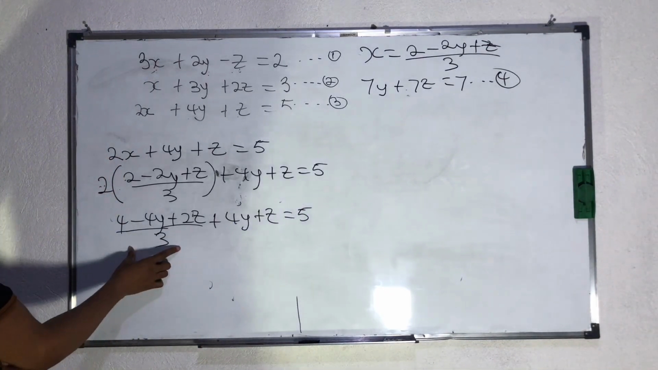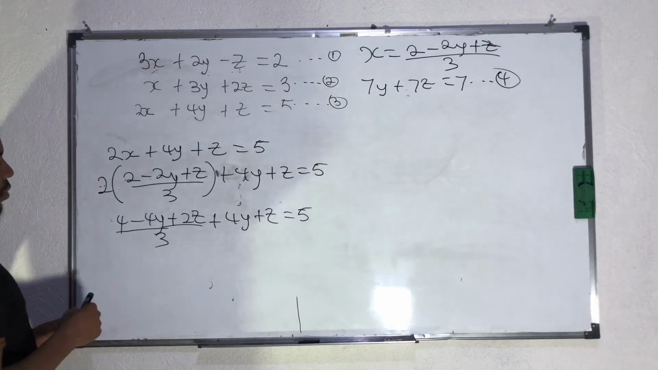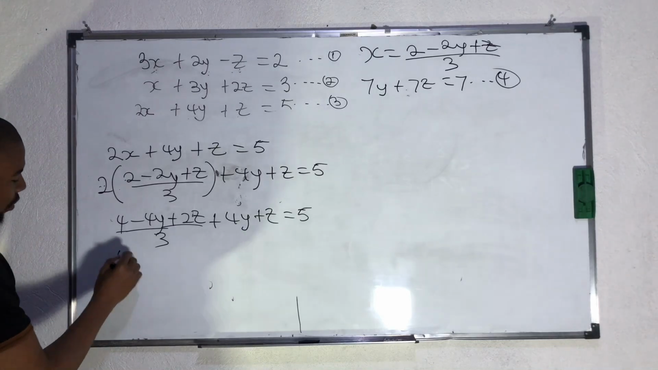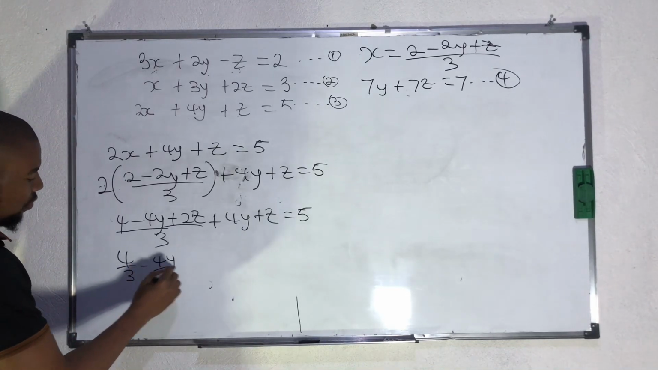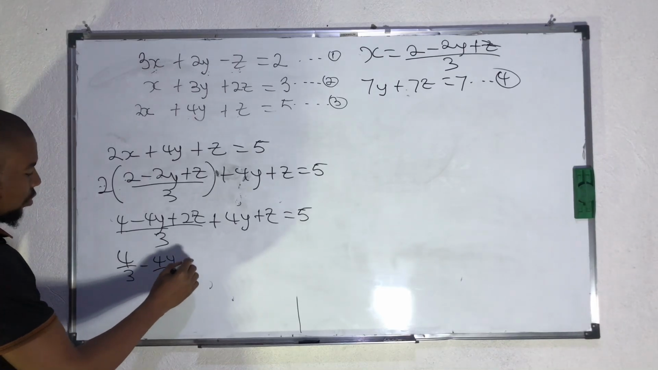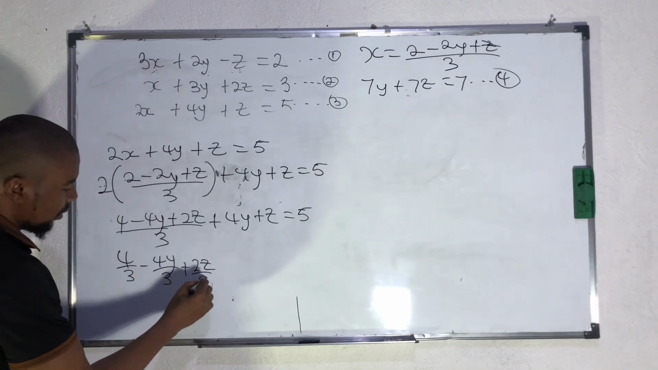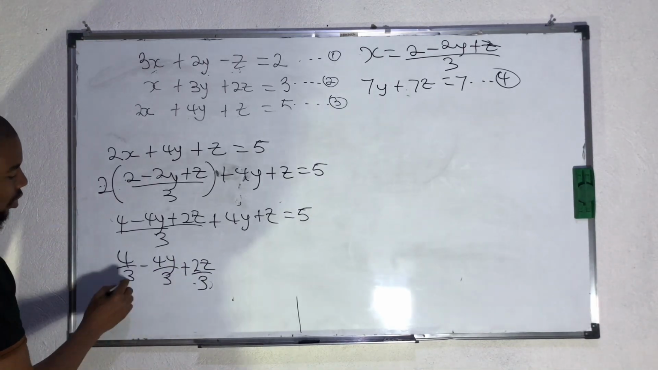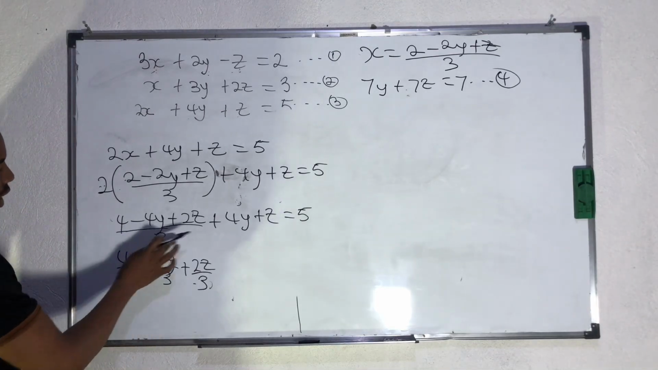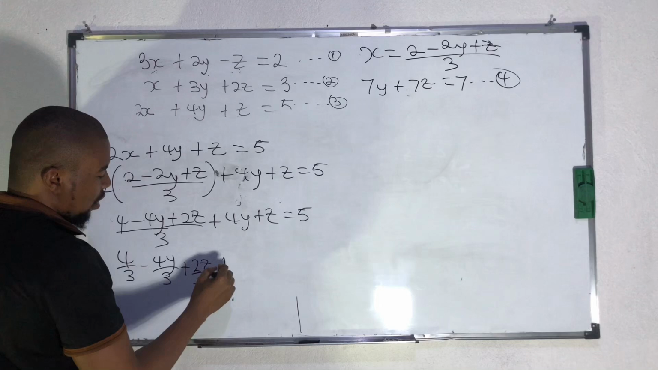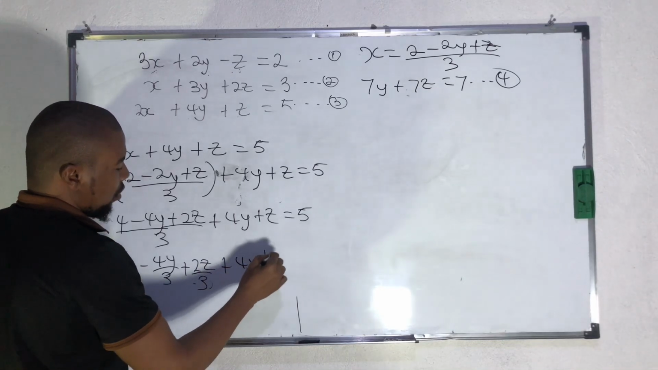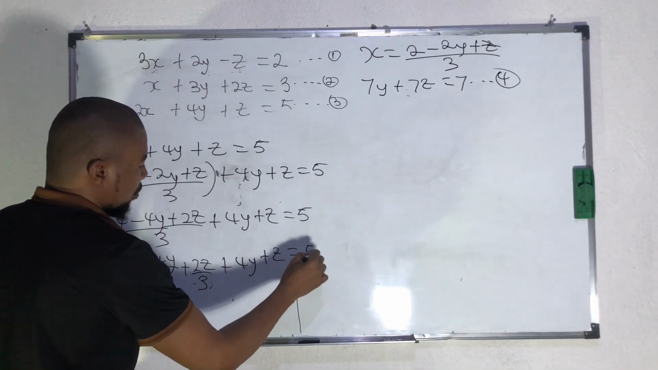Now, they have a common denominator, therefore let me split them up. Here we have 4 over 3 minus 4y over 3 plus 2z over 3. They have a common denominator and can be added back to have the original expression back. I'll copy everything here down. We have plus 4y plus z is equal to 5.